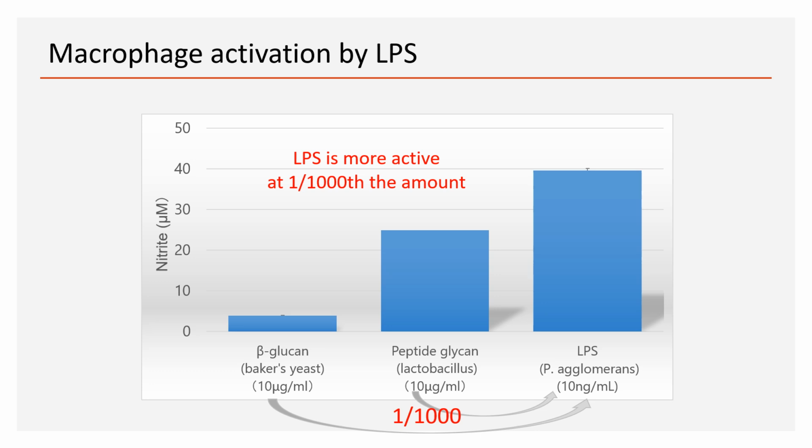However, compared to beta-glucan and peptidoglycan, which exhibit activity in the order of microgram, LPS exhibits equivalent or greater activity in the order of nanogram. This means that only 1/1000th of the amount of LPS is needed. These results suggest that LPS can be a superior macrophage activator, compared to beta-glucan and peptidoglycan.